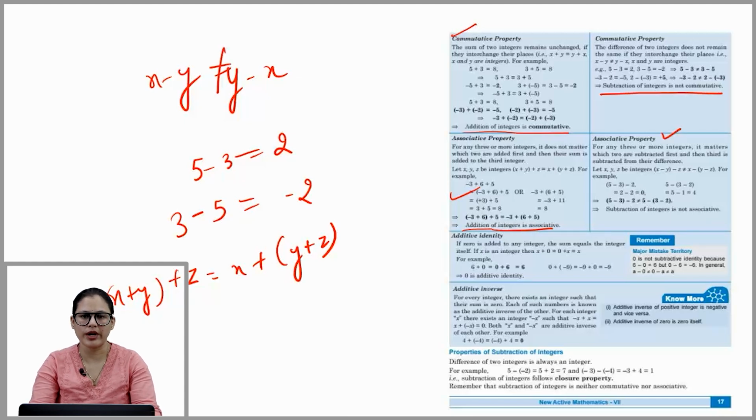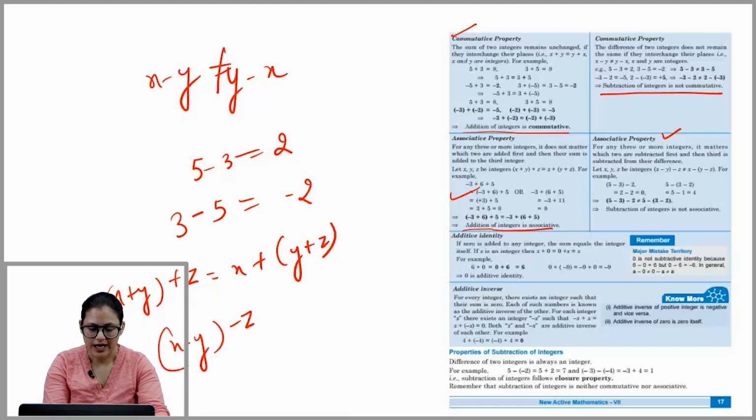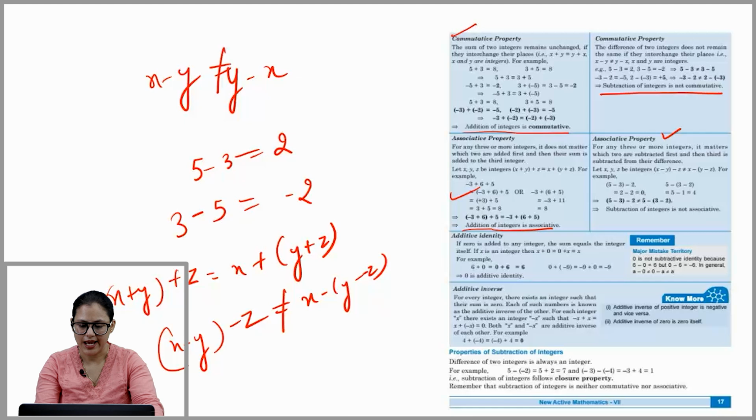Next, associative property of subtraction. For any 3 or more integers, it matters which 2 are subtracted first and then the third is subtracted from the result. Let x, y, z be integers. So x minus y, minus z, is not equal to x minus, in brackets, y minus z. For example, 5 minus 3 in brackets, then minus 2, is equal to 0. But 5 minus, in brackets, 3 minus 2, is 4. So subtraction of integers is not associative.